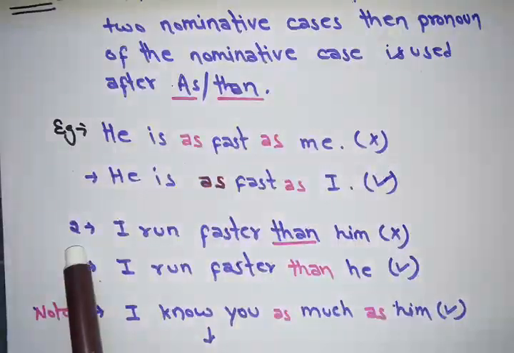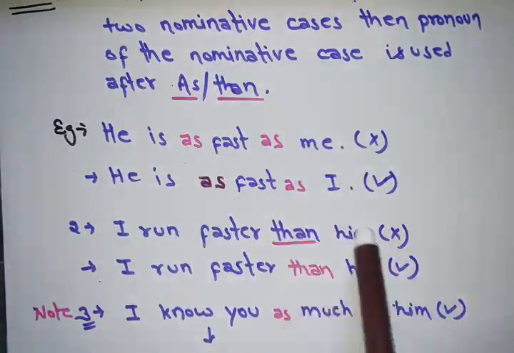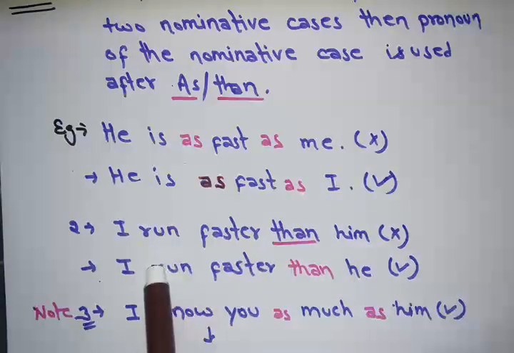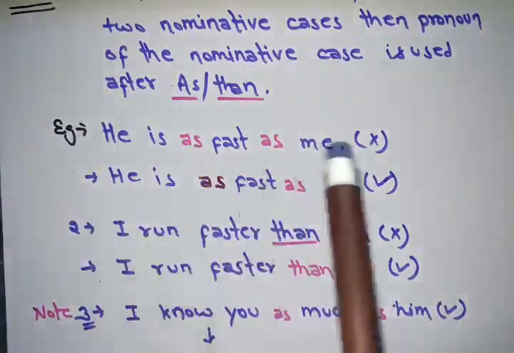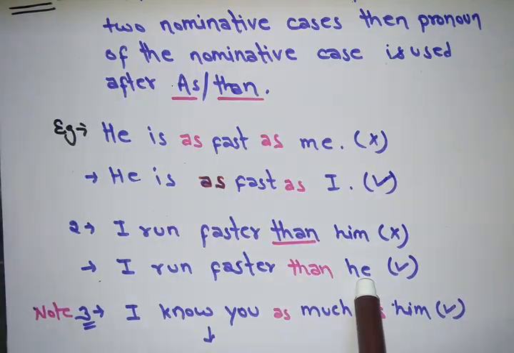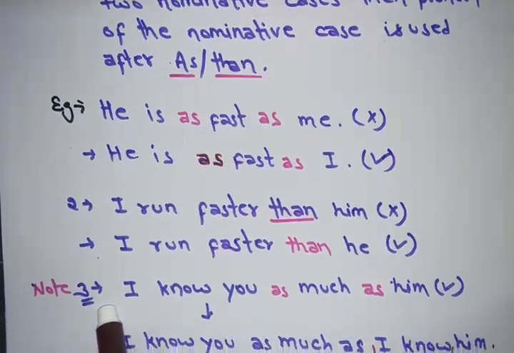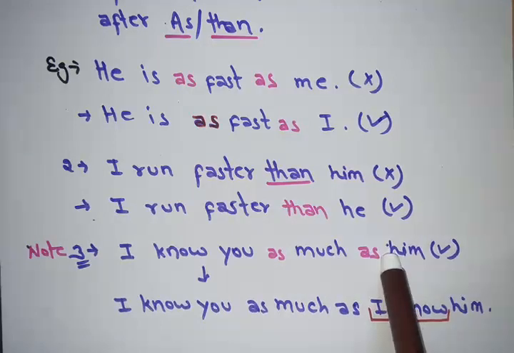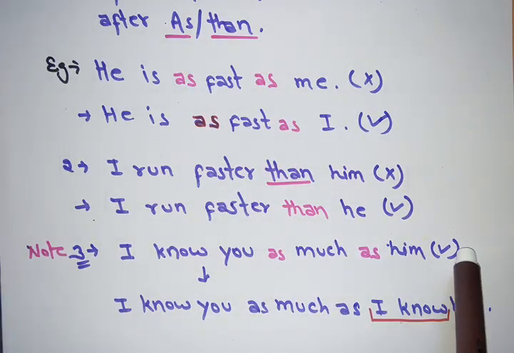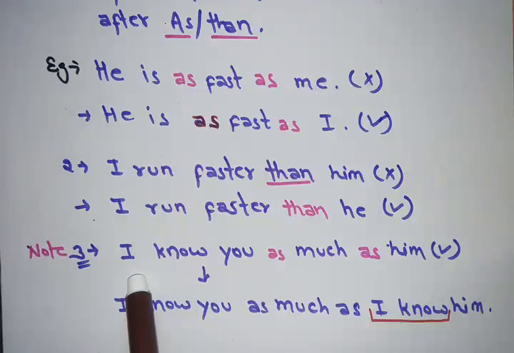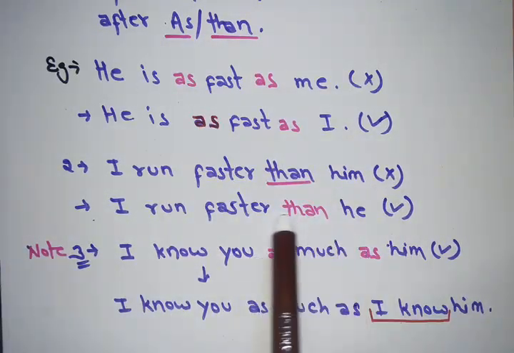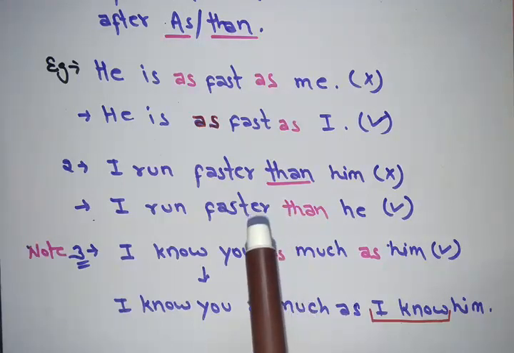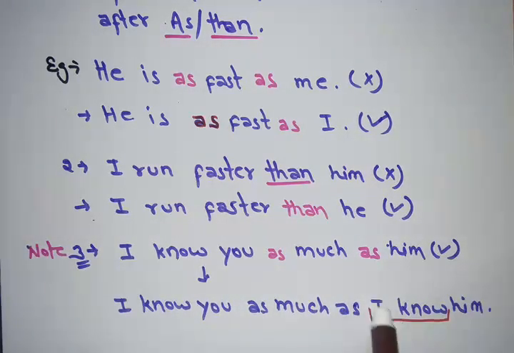Okay. And second example, I run faster than him. So "him" here is totally wrong because there is a comparison between I and he. So always remember. And let's see another example for this. I know you as much as him. It's right because there is not a comparison between I and him. It shows I know you as much as I know him. So remember these types of things always.